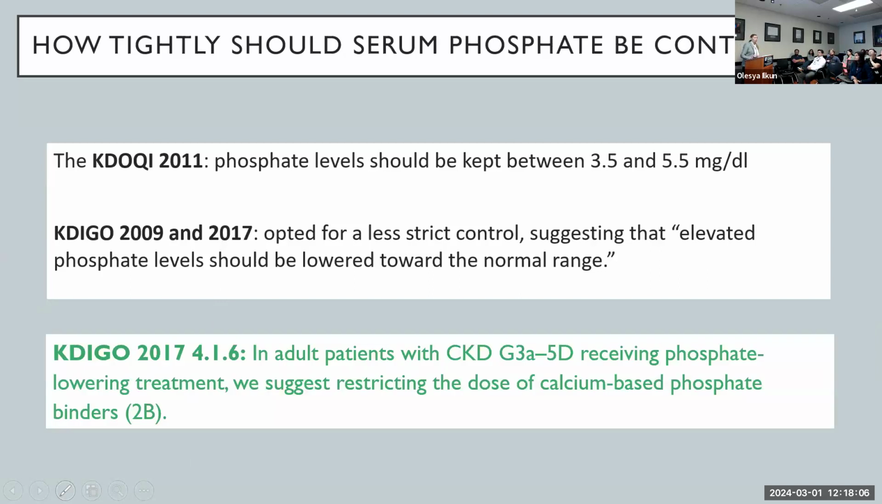And what do we treat it with? Well, in adult patients with CKD 3A to 5D, so early stage 3 up until dialysis, receiving phosphate lowering treatment, they suggest restricting calcium-based phosphate binders. So why is that the case? Well, first of all, every patient is their own patient. Phosphate does increase, we know, almost universally by late stage 4, stage 5, as I showed you earlier. But in some patients, it might happen a little bit.